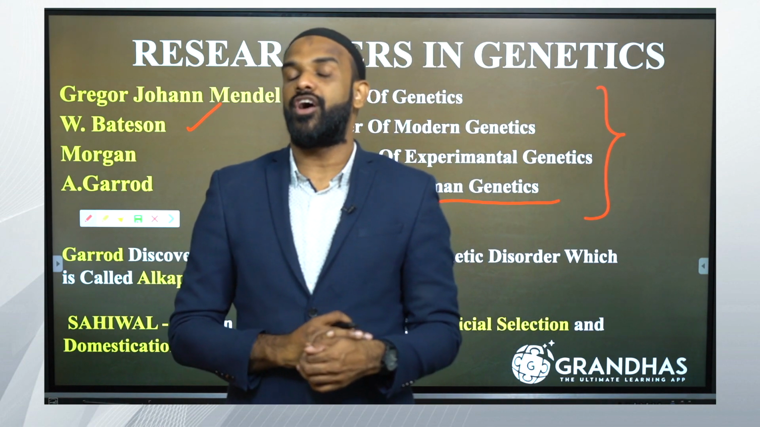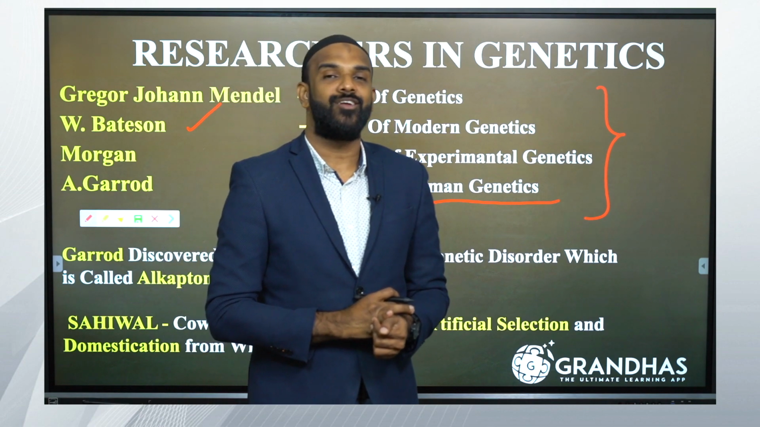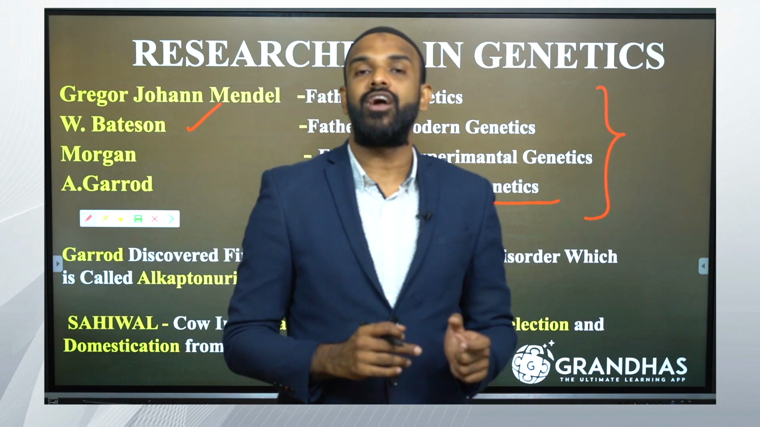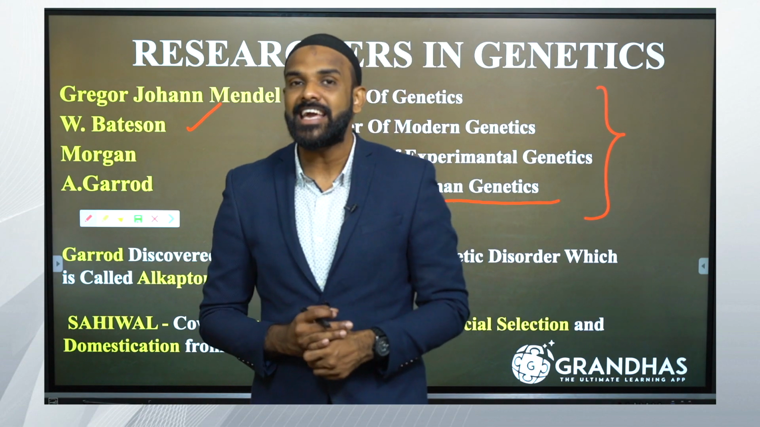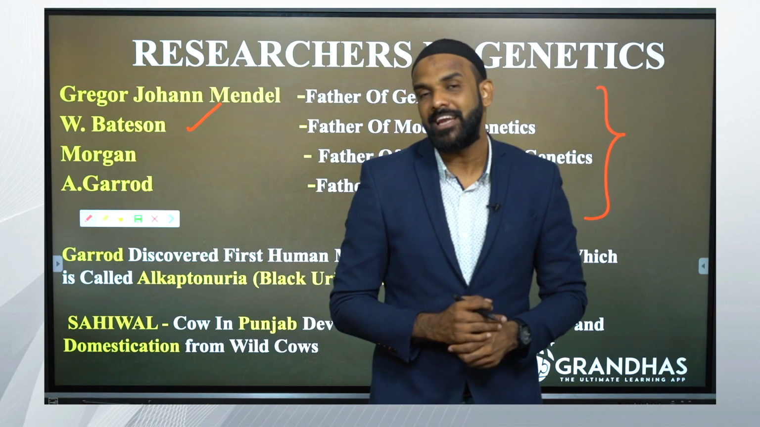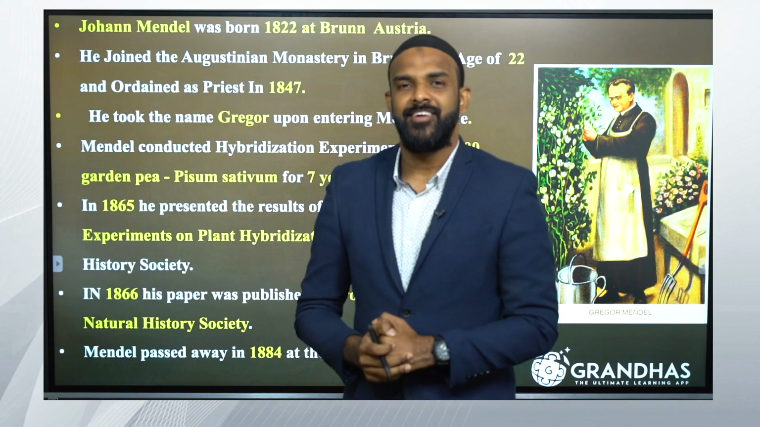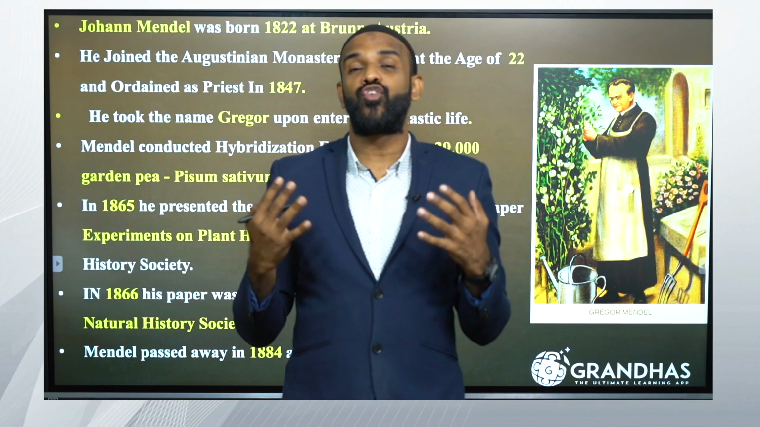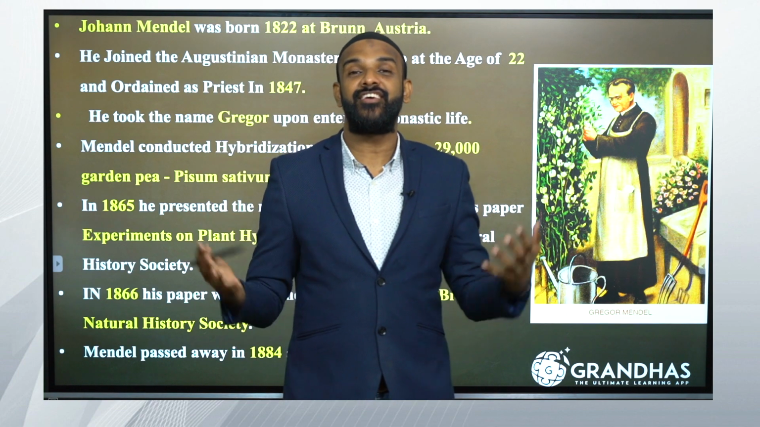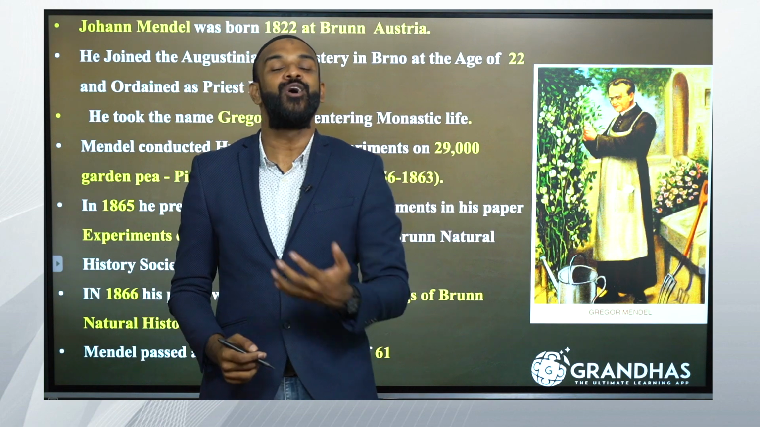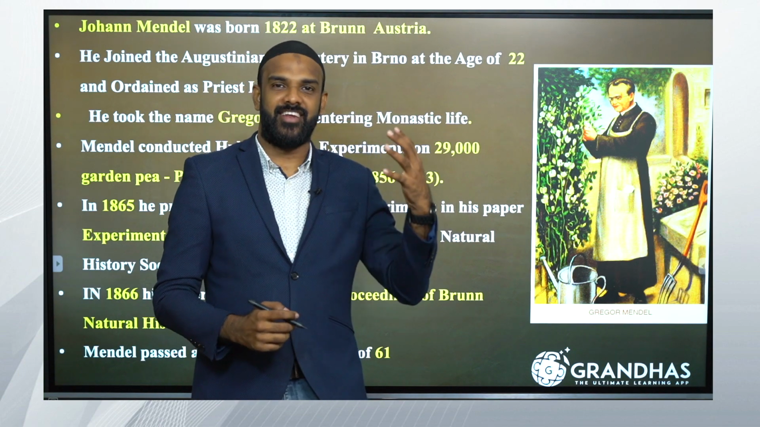So what is the major contribution of Garrod? See, Garrod was the first to discover the first human metabolic genetic disorder, alkaptonuria, which is commonly called the black urine disease. Now let's learn the greatest, interesting, creative story of this wonderful man called Gregor Mendel.